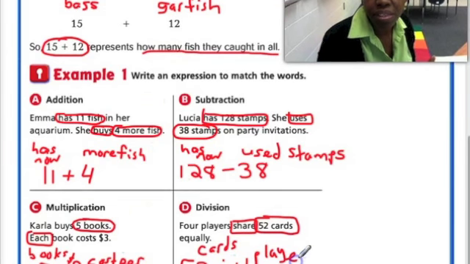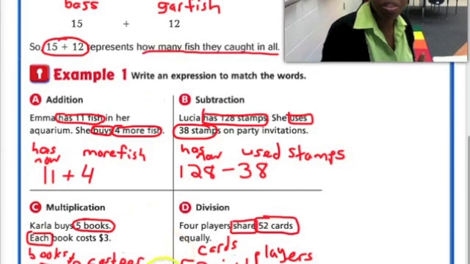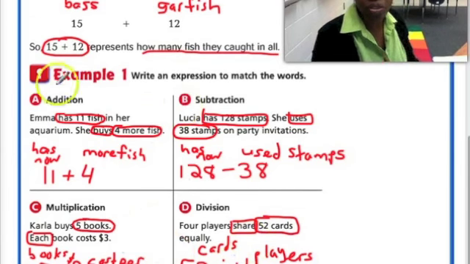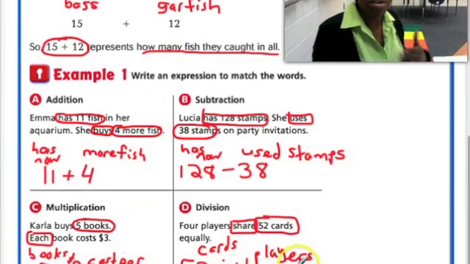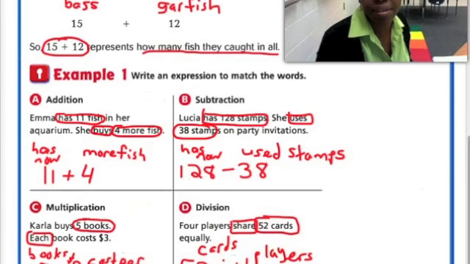Okay? Now, when I look at the expression as a whole, like for all of these expressions, when I look at 52 divided by 4, that expression represents the cards being shared equally among 4 people. That's what that represents, as all of them represent the words that they are describing.